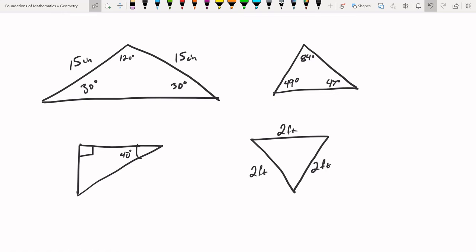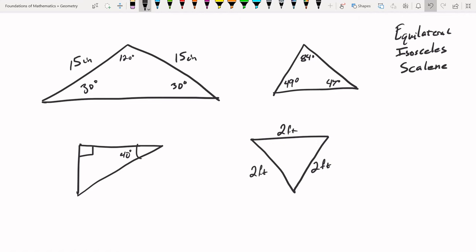Okay, I've drawn out 4 triangles here, and we're just going to classify them using some of the names that we learned previously. We're going to classify them by their side measurements and how they work as equilateral, isosceles, or scalene.